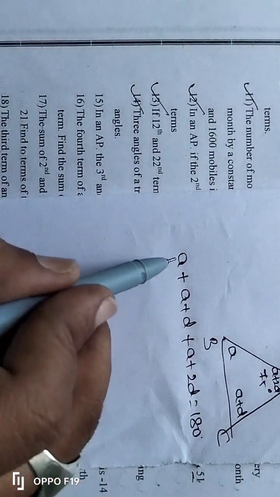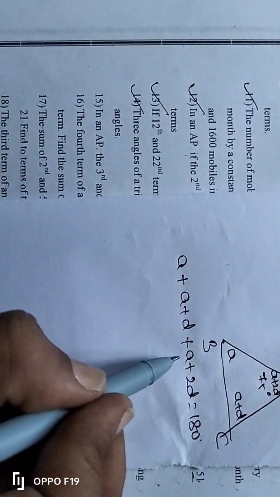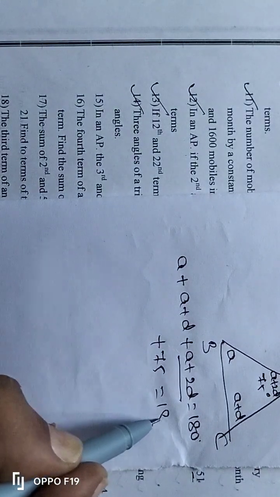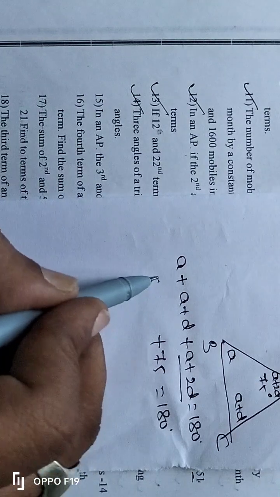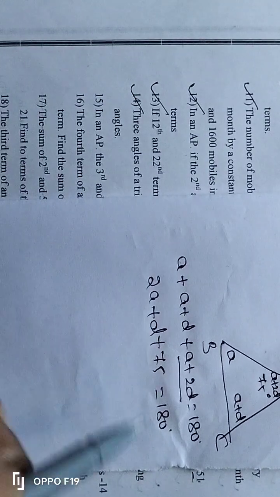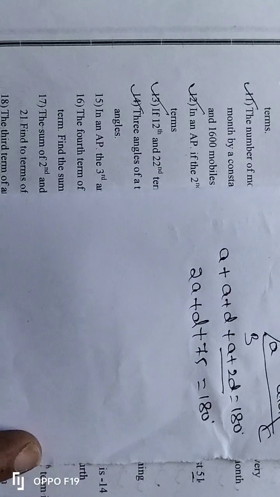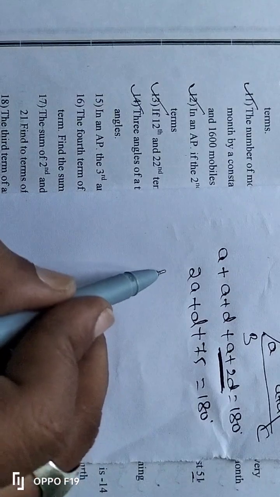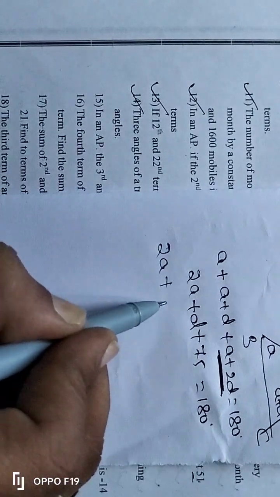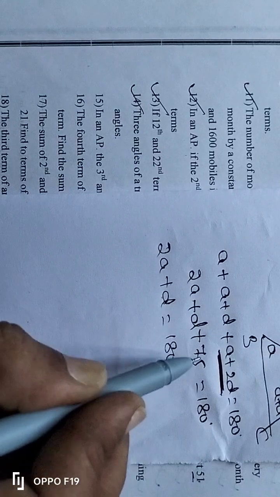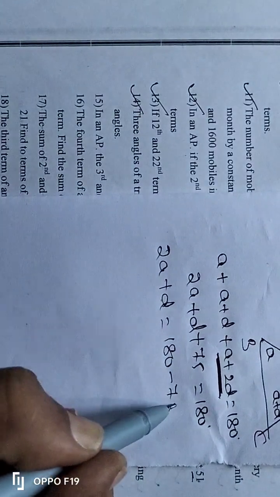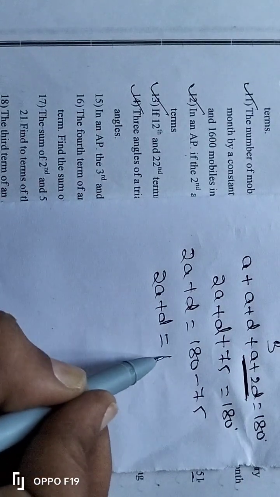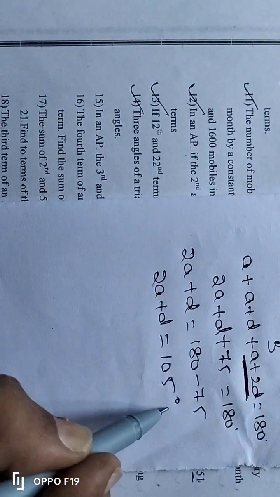So now A plus, what is A plus 2D? A plus 2D is 75 degrees, which is equal to 180 degrees. Then 1A plus 1A becomes 2A plus D. So 2A plus D plus 75. In place of A plus 2D, I have substituted 75. So 2A plus D is equal to 180. If you shift plus 75, it will become minus 75. So 2A plus D is equal to 180 minus 75, which is 105 degrees.